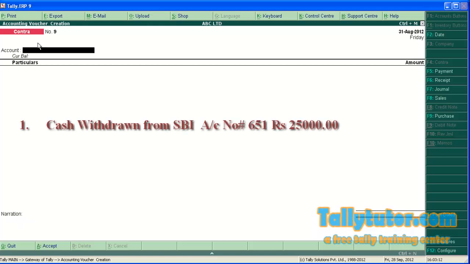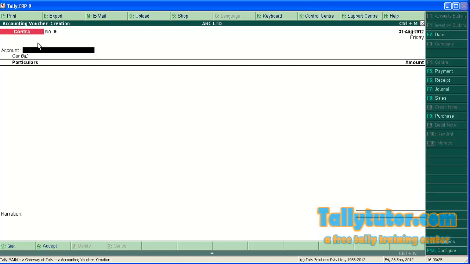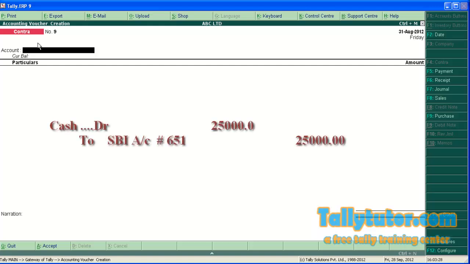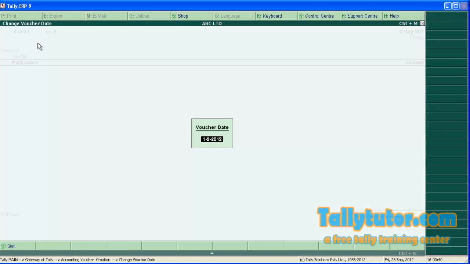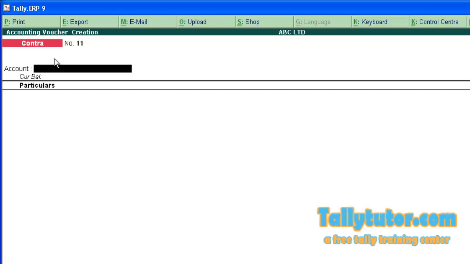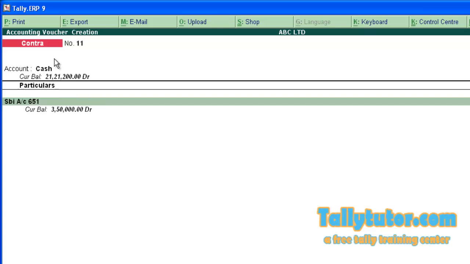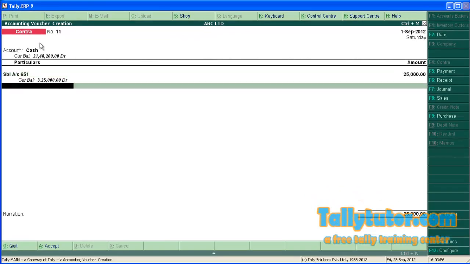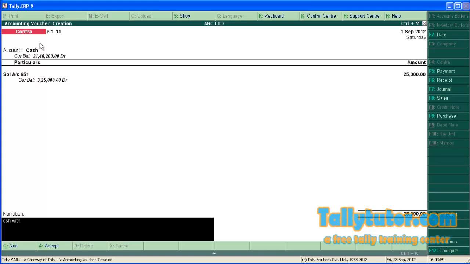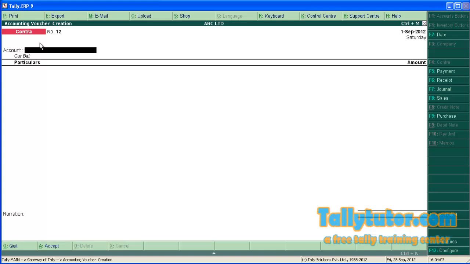Now we are going to enter the second one. Cash withdrawn from SBI account number 651, rupees 25,000. The journal for the entry is cash account debtor to SBI account, as the cash balance increases and bank balance decreases. Change the date. Now the debit should be here and credit SBI, amount 25,000. Then narration, and save the screen.